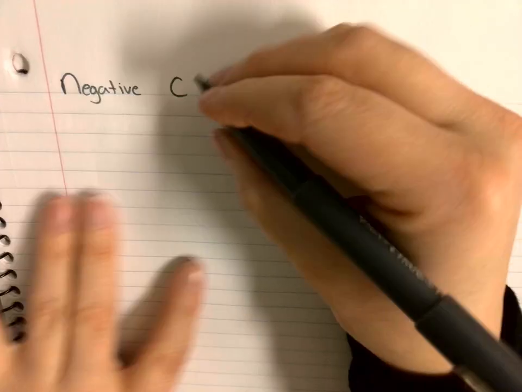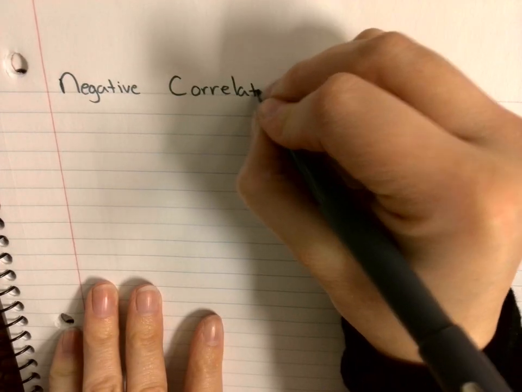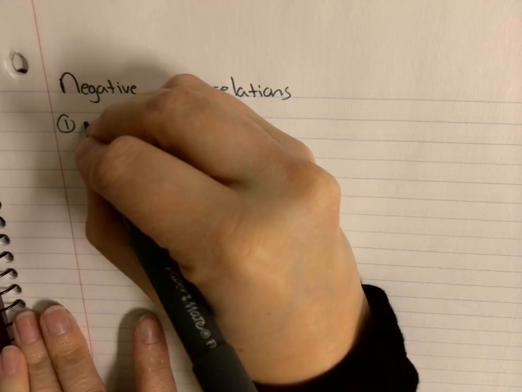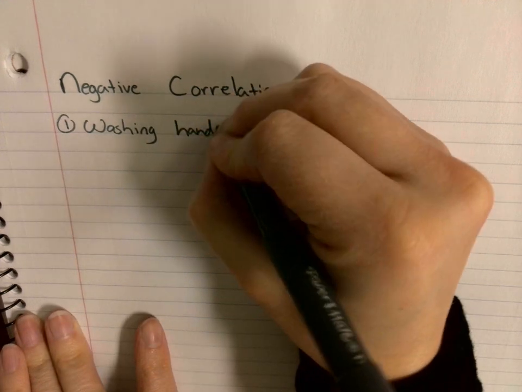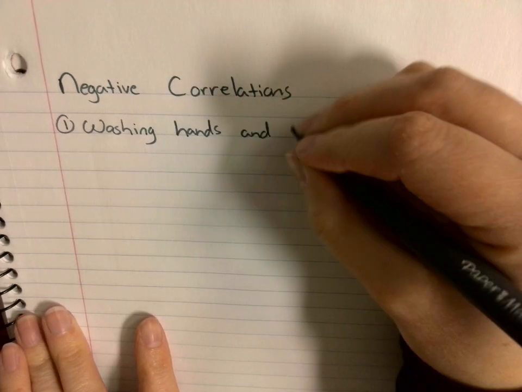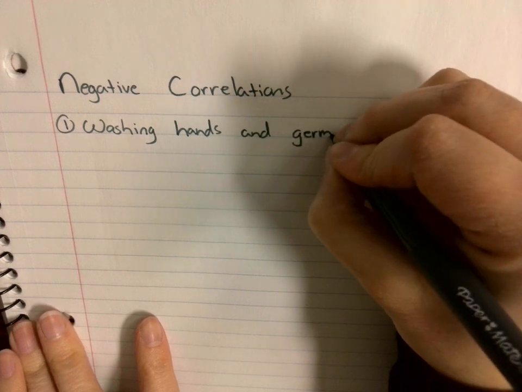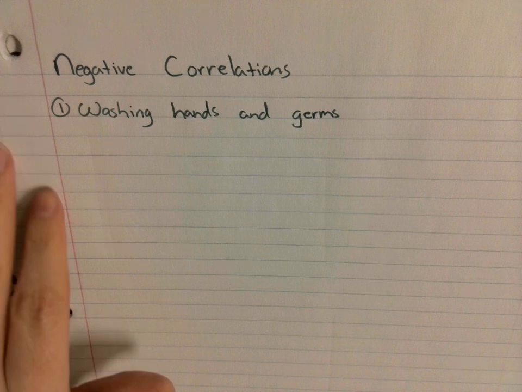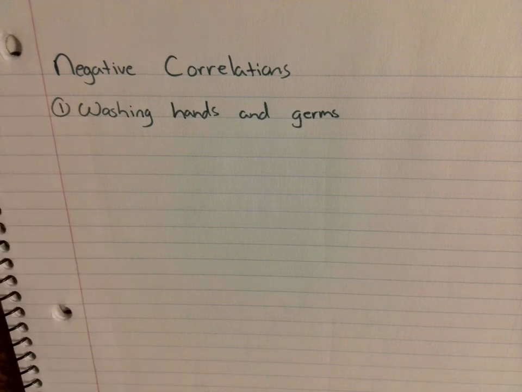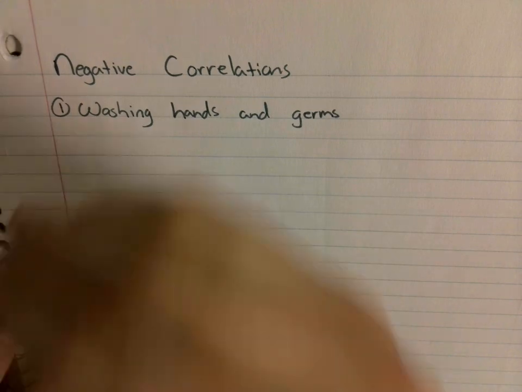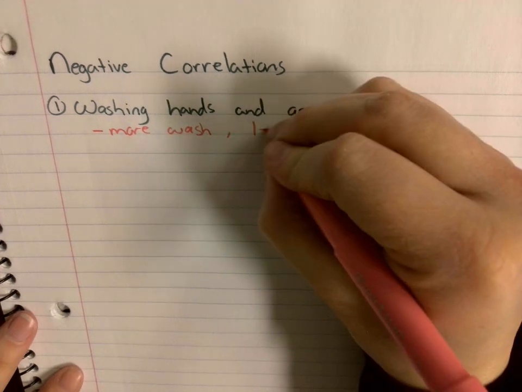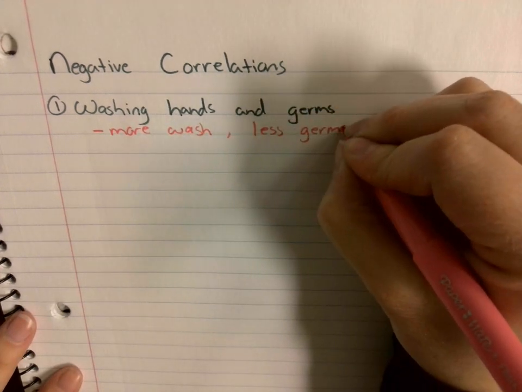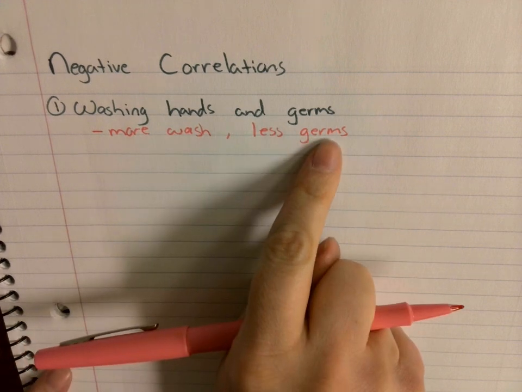So having some negative correlations. Like I said before, the idea of washing your hands and germs, right? Sickness, germs. So the more times that you wash your hands, the less germs you're going to have, right? The more that you wash, the less germs. So when X is increasing, your Y is decreasing. When your X is a high value, your Y is a low value.